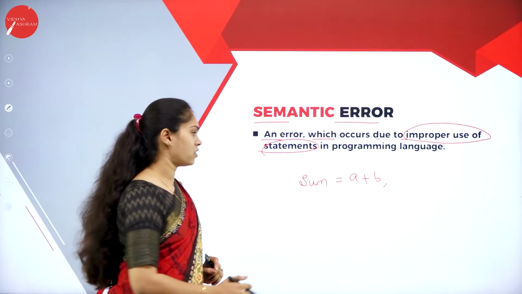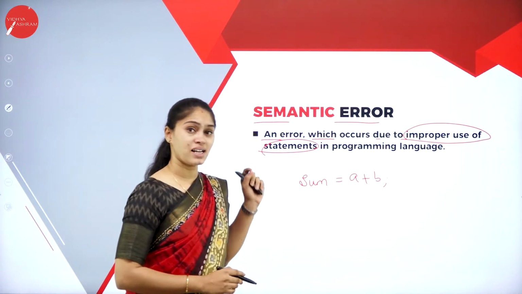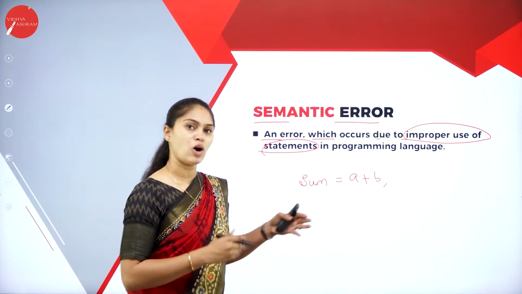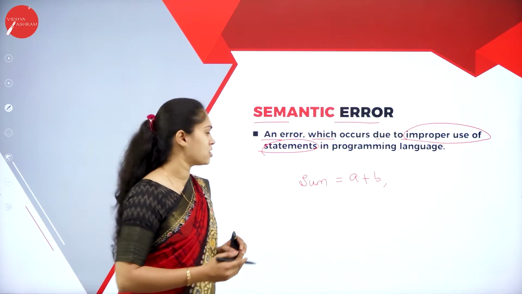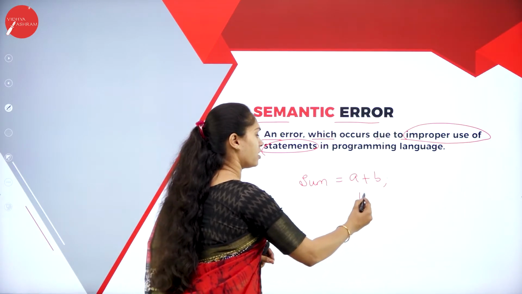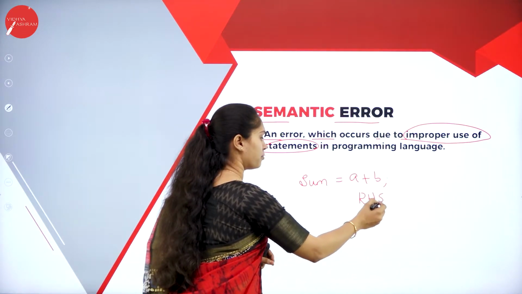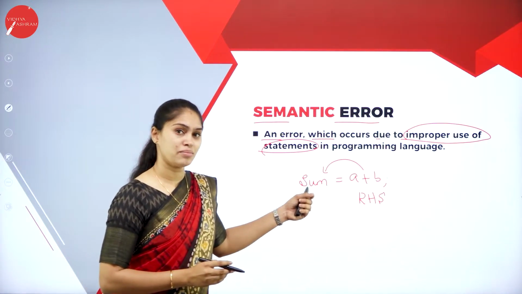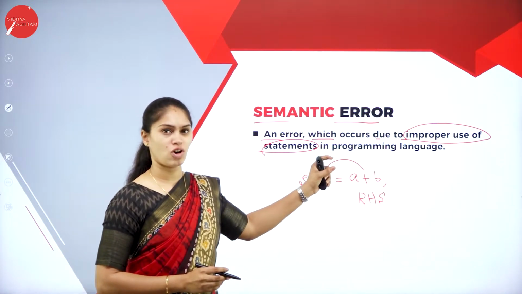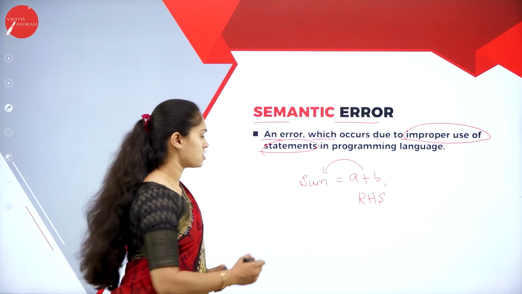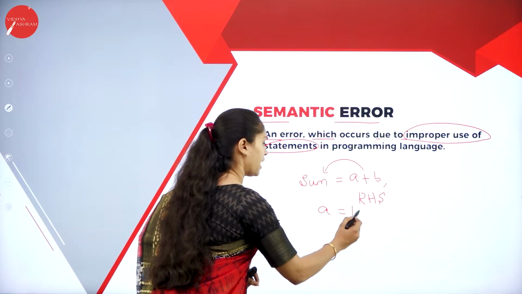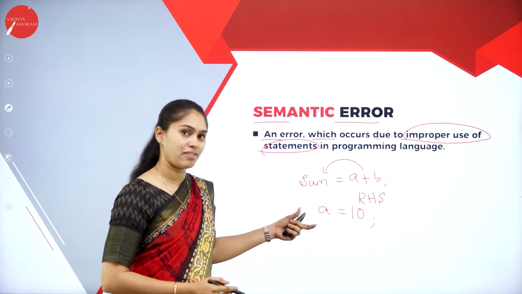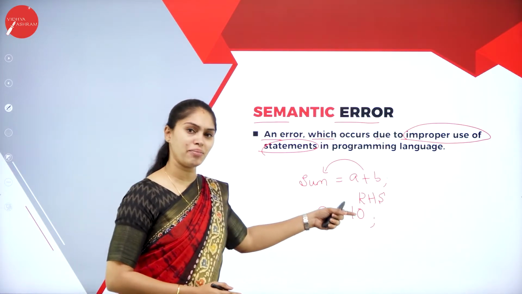You have to understand one thing. Equal is nothing but the assignment operator. How does the assignment happen? Whatever content is on the RHS must be copied to the left hand side. That is a proper usage, or proper assignment. One more example, a is equal to 10. What is the value of a now? It is 10.